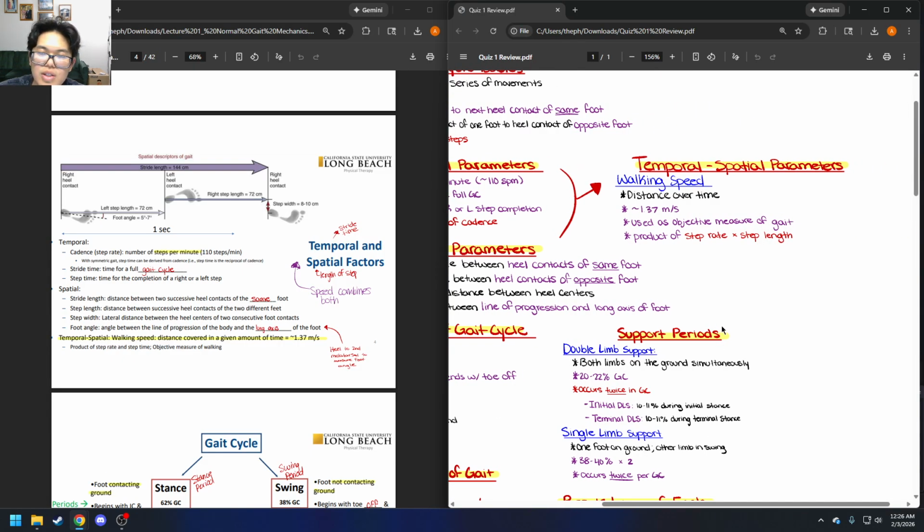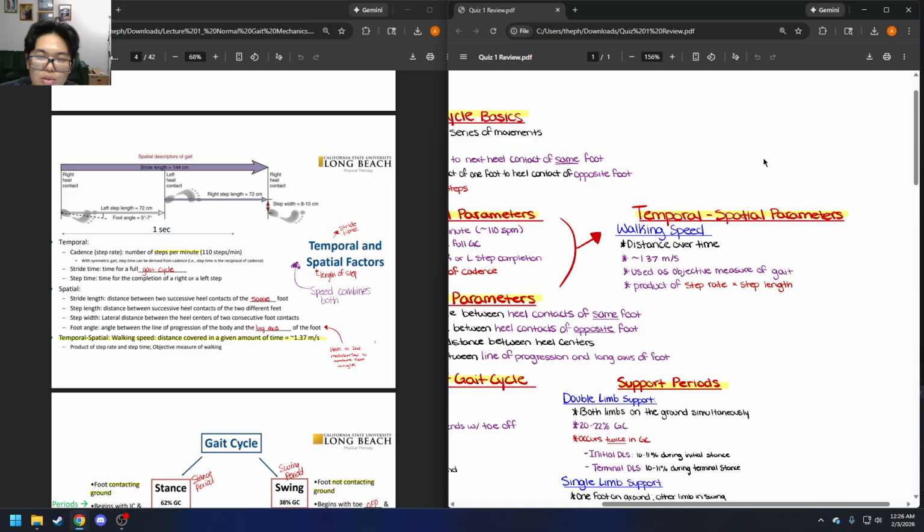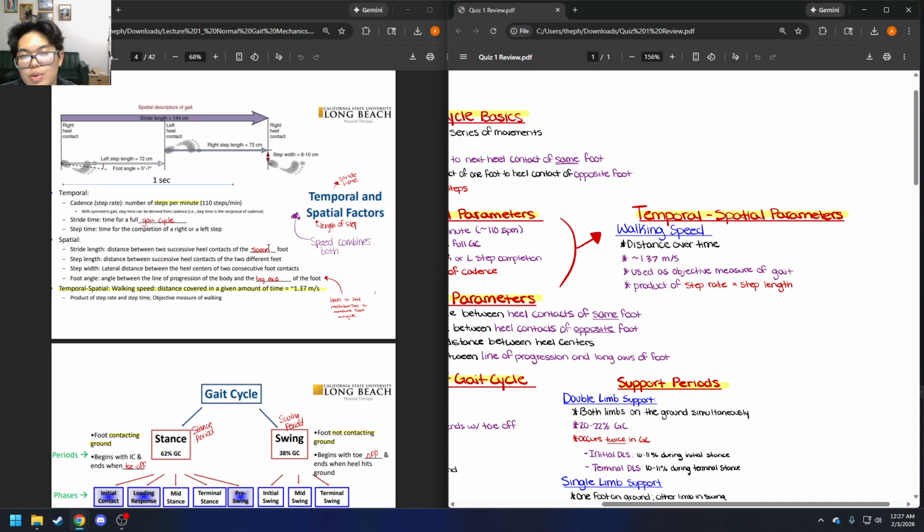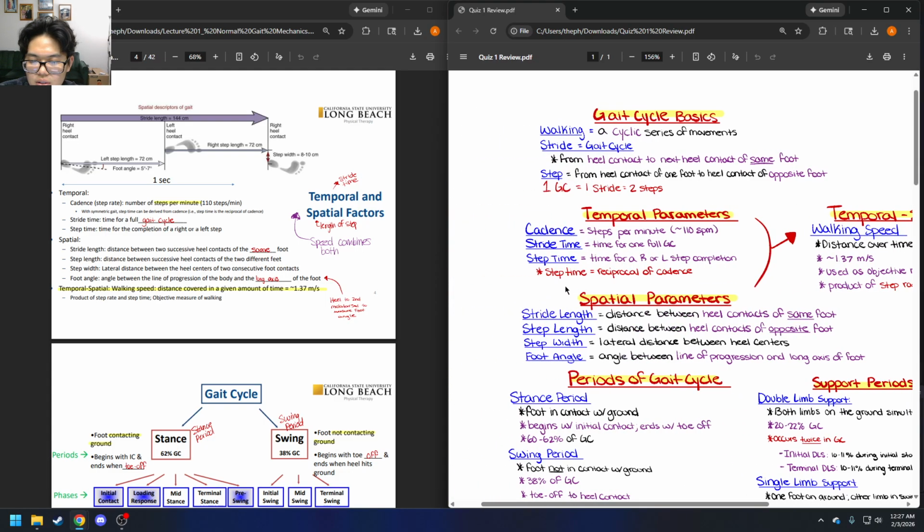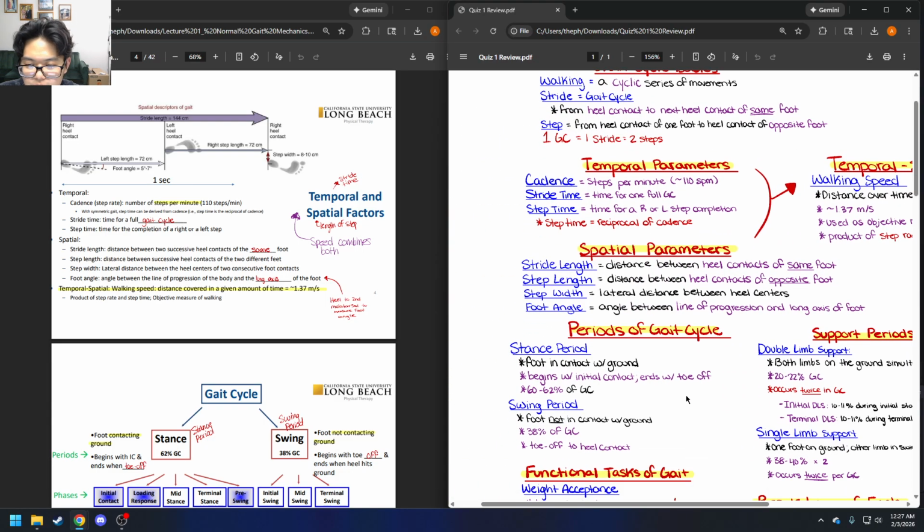When you combine them, we talk about our temporal spatial parameters. That's just going to be our walking speed. And walking speed, so speed is velocity, which will be taken as distance over time. The average walking speed will be 1.37 meters per second. It's basically used as an objective measure for gait, and it's the product of step rate and step length, which we learned for the spatial parameters.